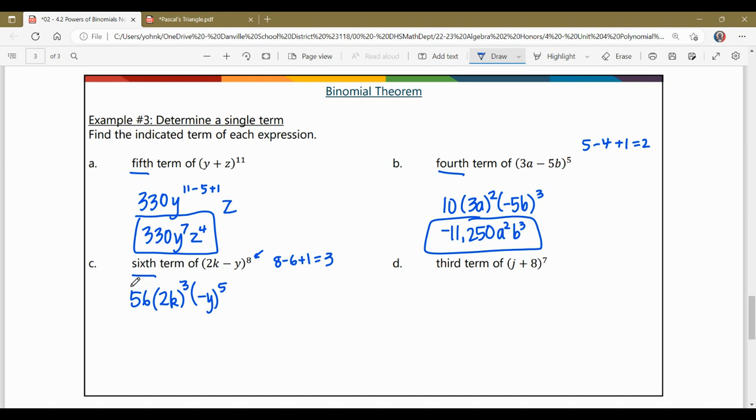Okay, now we clean it up. 56 times 2 cubed times negative 1 to the fifth. That's negative 224. And then we have k to the third and y to the fifth.